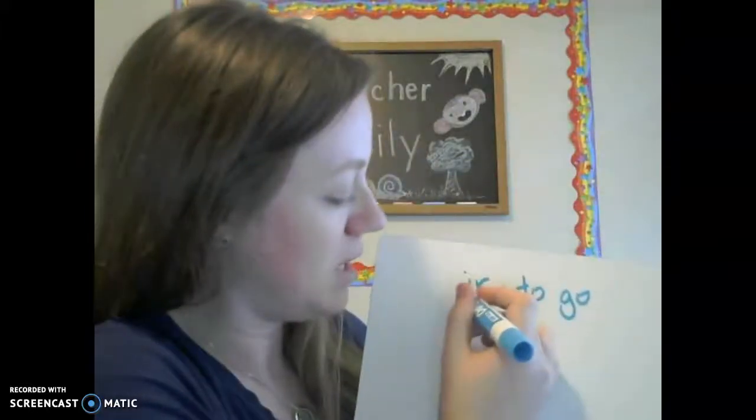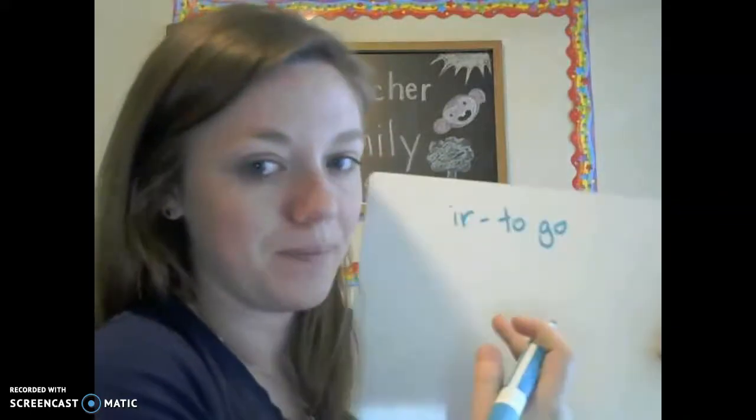Now, how do we say I go, you go, she goes, my sister goes, my family goes, we go, all of that? We need to conjugate the verb ir, because ir on its own just means to go. It doesn't say who is actually going.